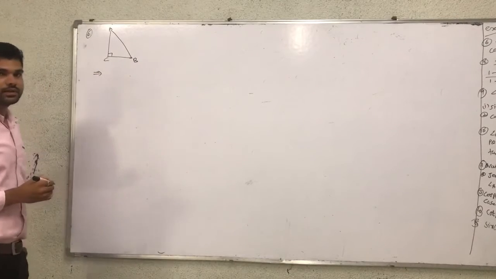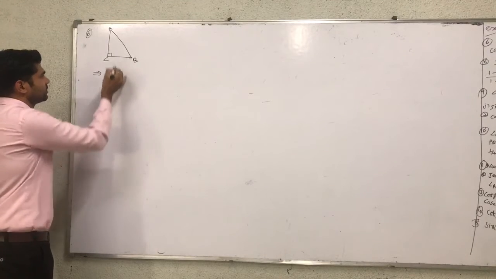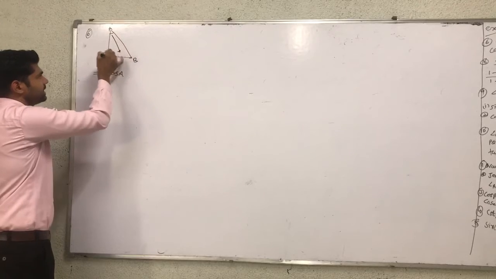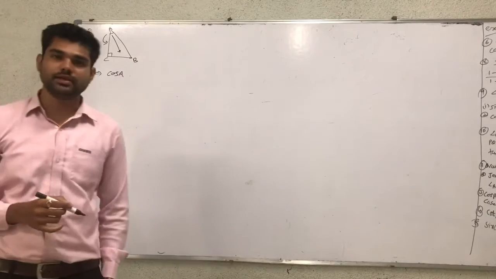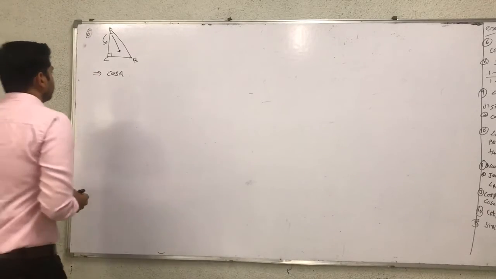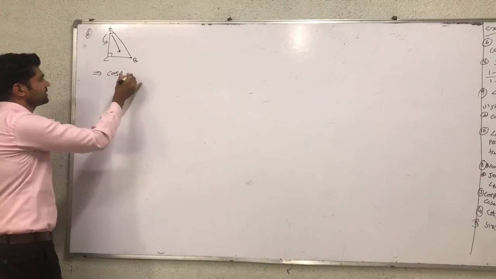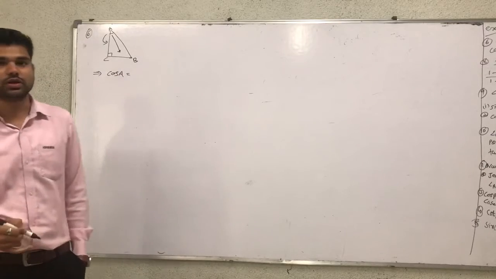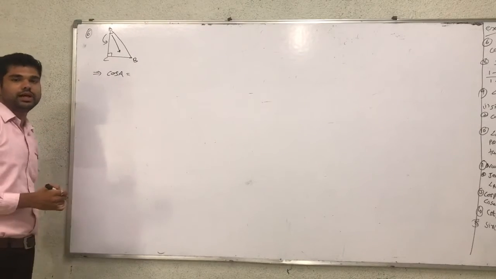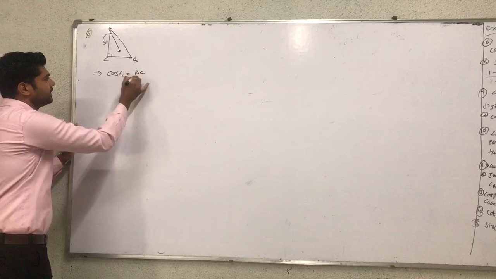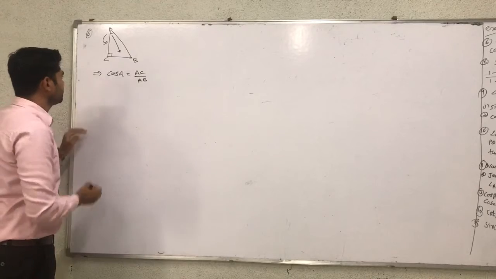So cos A is equal to... cos A means, for angle A, the opposite side is BC and the adjacent side is AC. The value of cos A is equal to adjacent side upon hypotenuse. So the adjacent side is AC and the hypotenuse is AB.